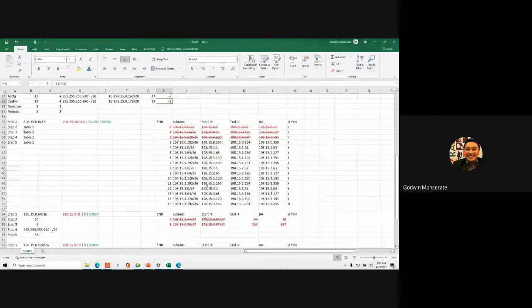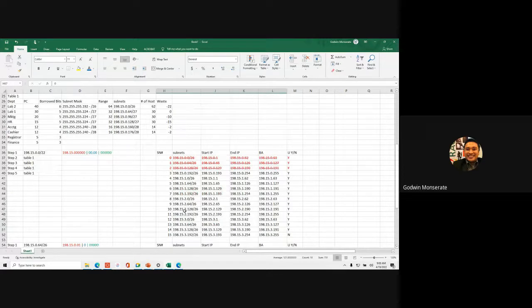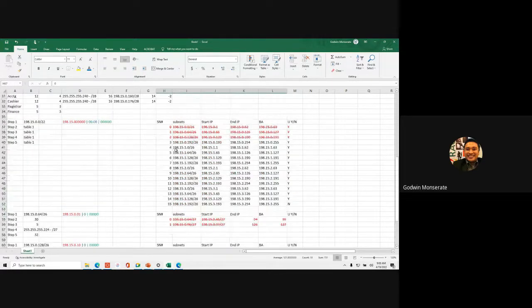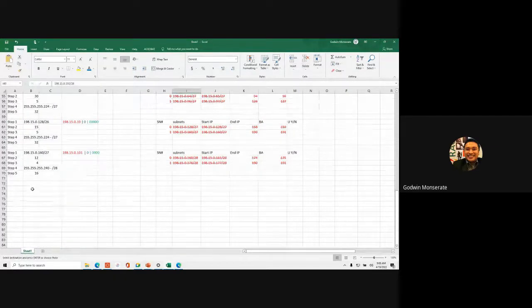So which will you choose? Since this has been used already, scratch this out. What happens now to registrar and finance? You take one from here, and you compute next. Okay? Steps 1 to 5.